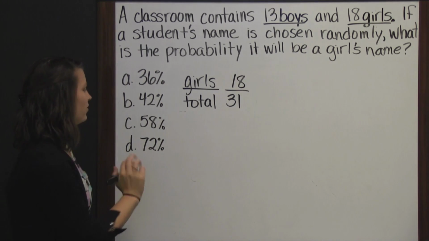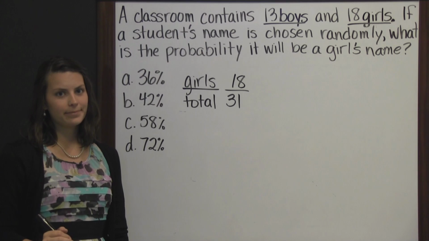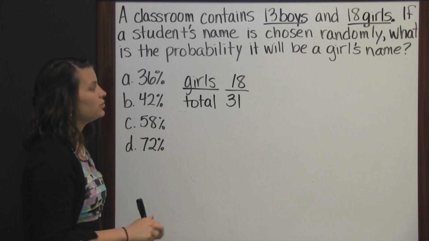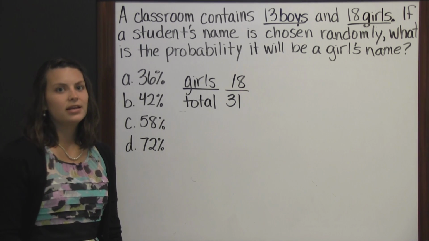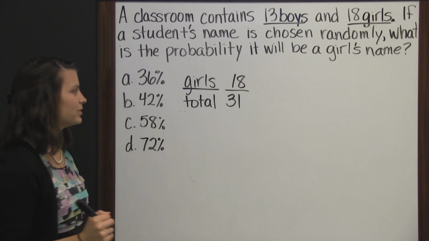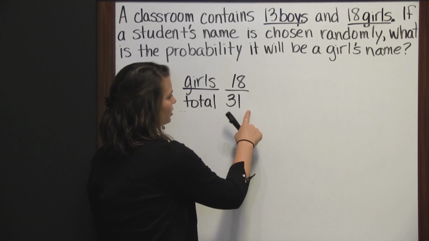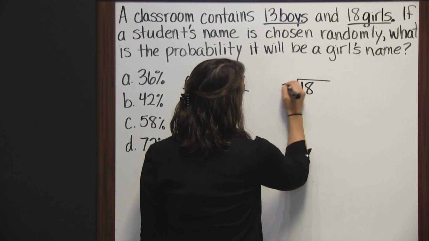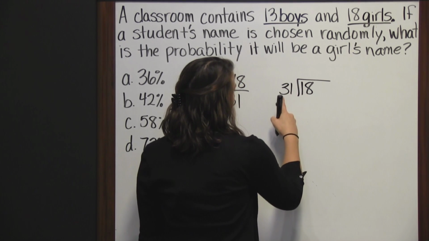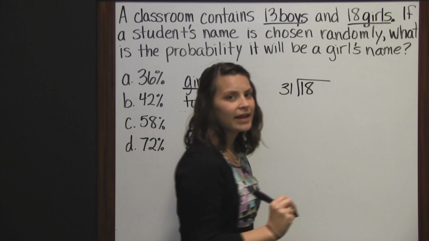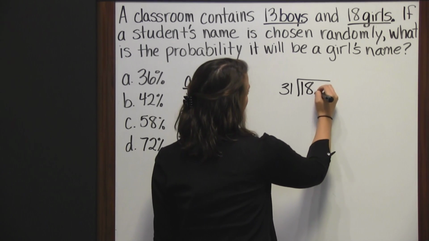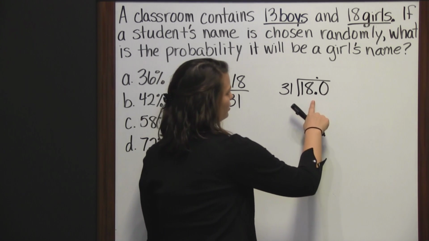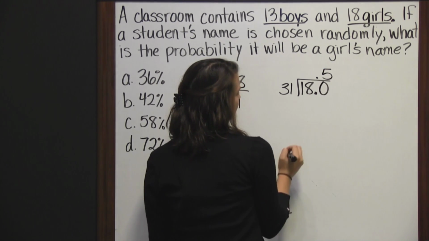If we look at our answers though, our answers are not in fraction form. Our answers are all in percentage. So we need to convert our fraction into a decimal and then into a percent. So to convert our fraction into a decimal, we just divide. 18 divided by 31. 31 can't be divided into 18, but we can add a decimal and a 0. 31 does go into 180 5 times.